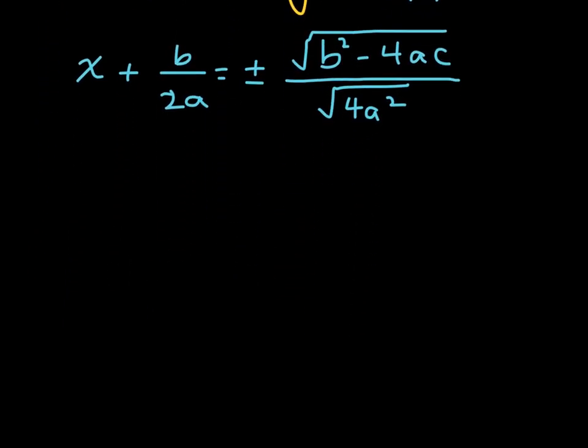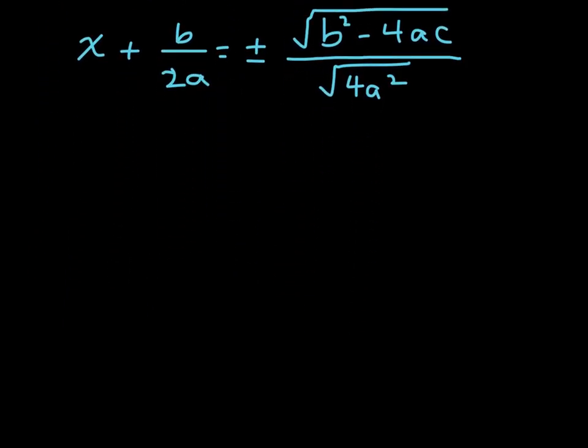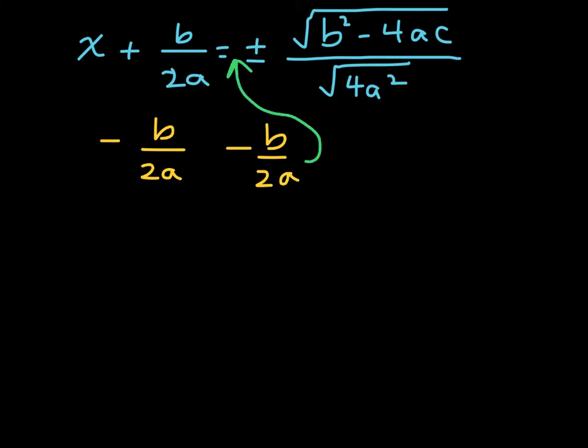Now, I'm going to do a couple things at once here. I am going to subtract negative b over 2a from both sides in order to isolate my variable. Don't forget where you're writing this. You're going to end up placing it right in front of the plus or minus symbol.